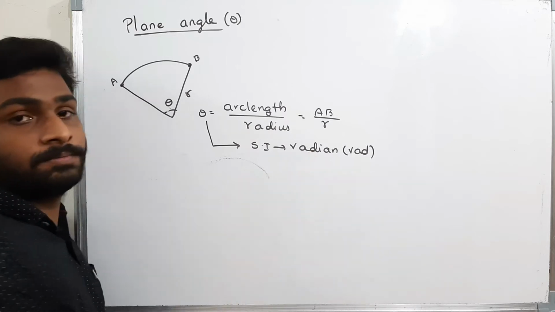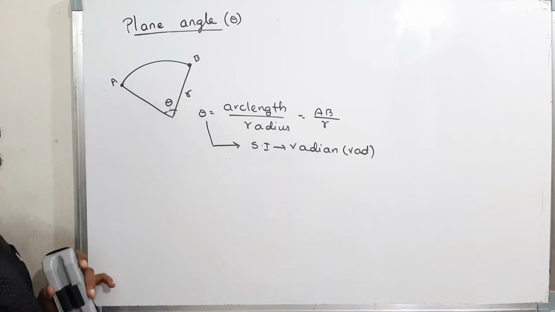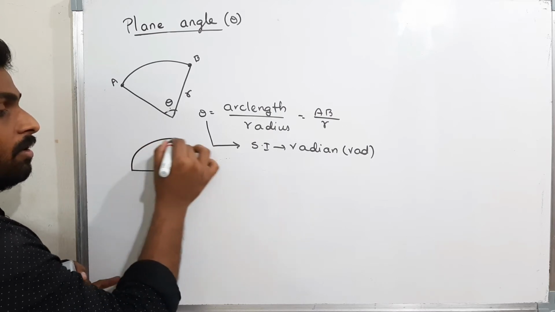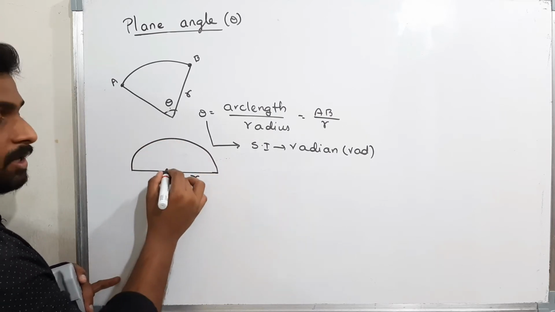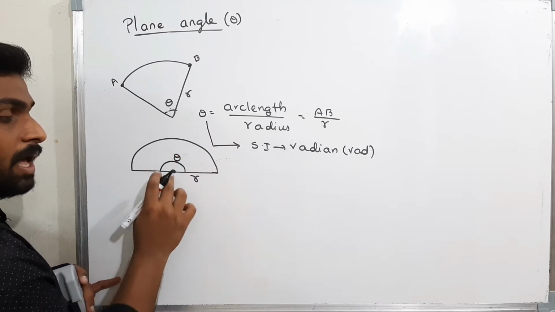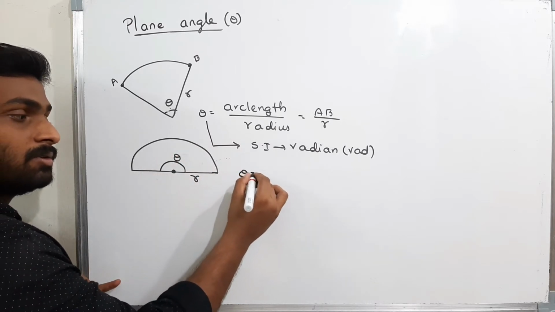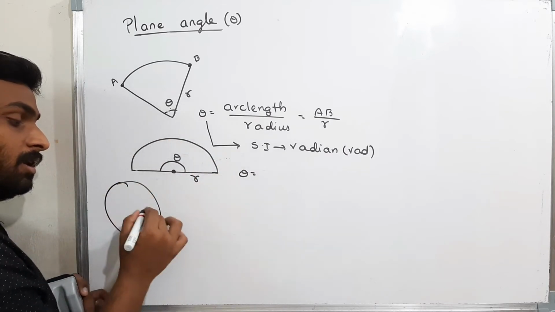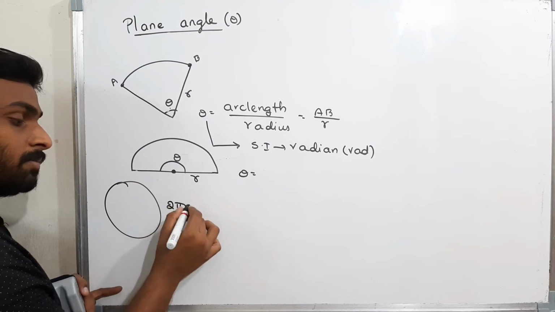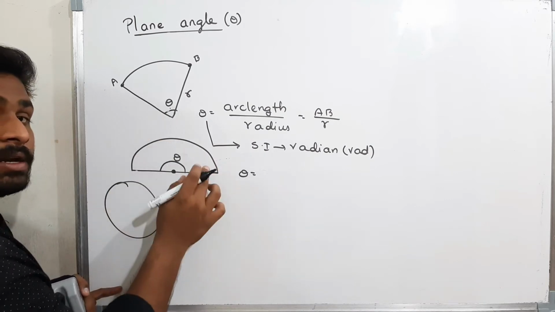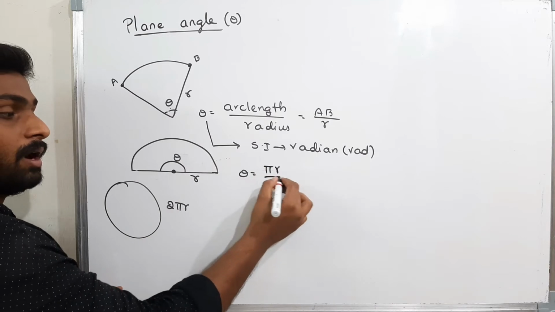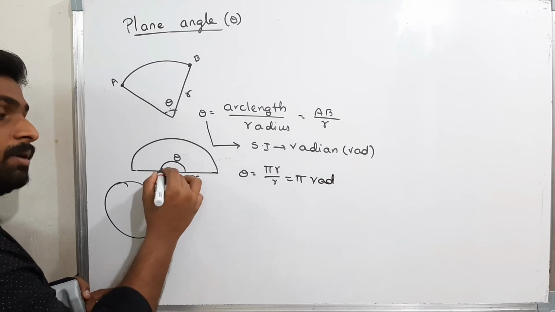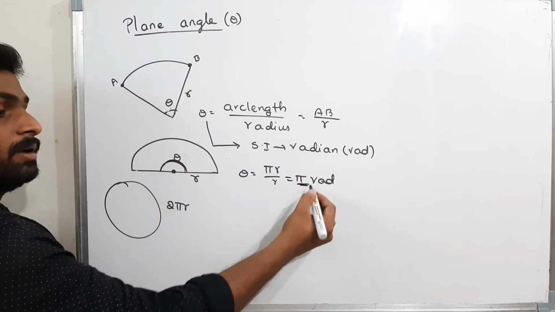It is radian. Okay. Now, for a semicircle of radius r, what is the angle made by the semicircle? That is theta. Theta is equal to arc length by radius. For a complete circle, the arc length is 2 pi r. For a semicircle, the arc length is pi r, so pi r by r is nothing but pi. That is pi radians. Therefore, the angle made by the semicircle is pi radians.